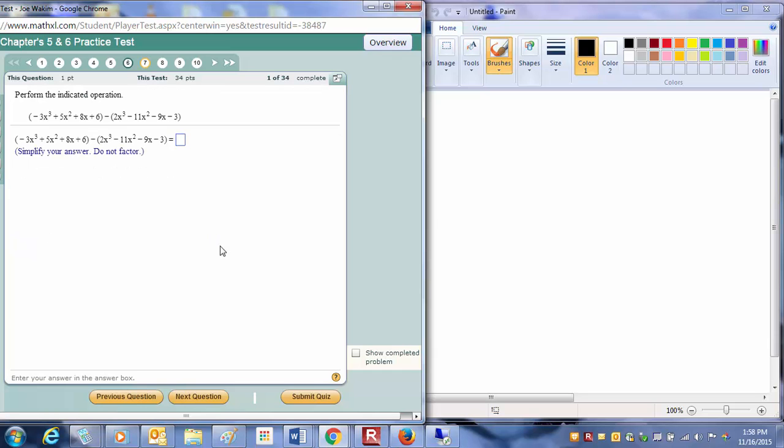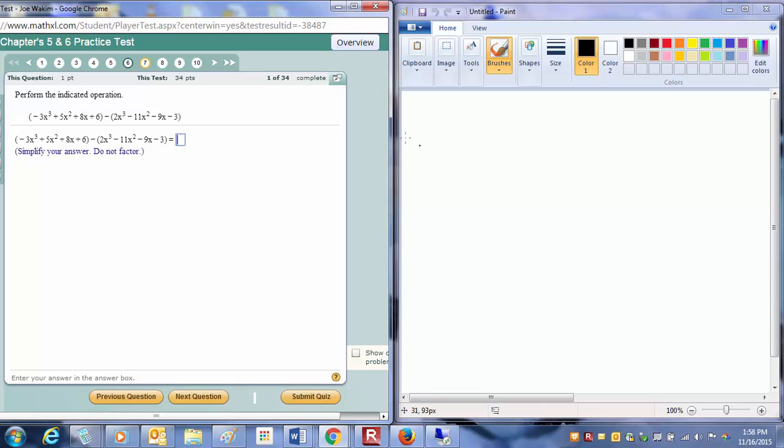Let's try number 7. Perform the indicated operation. So here we have to combine like terms, but we have to first change all the signs inside this parentheses because we have a negative sign here. So let's go ahead and do that first. And so minus 3x cubed minus 2x cubed. We can put them next to each other. This way it would be easier to combine. So minus 3x cubed, and then we have minus 2x cubed.